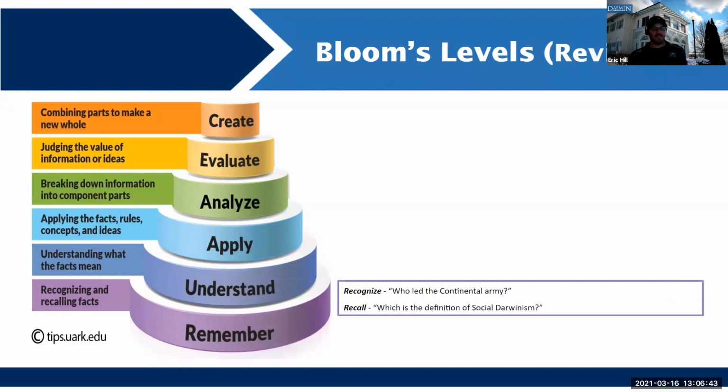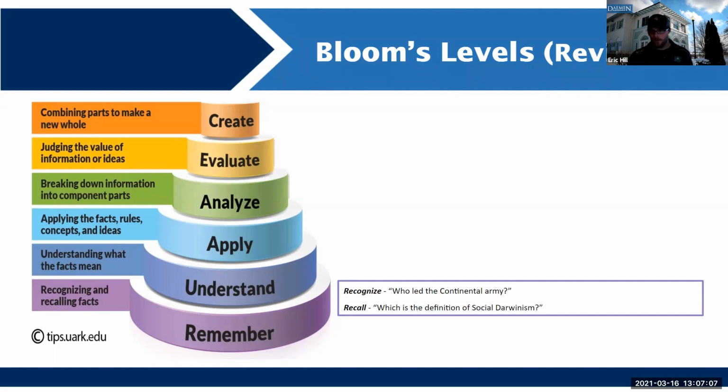So recognizing and recalling facts. As you may have heard in a previous workshop, I used to teach history for 16 years. And so I've got some examples here of questions that might have been on a previous exam or test I might have given. Just some real quick ones that bring up the idea of recognizing or recalling information.